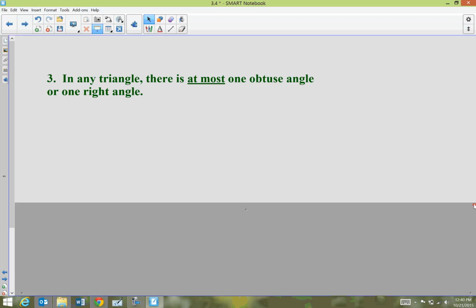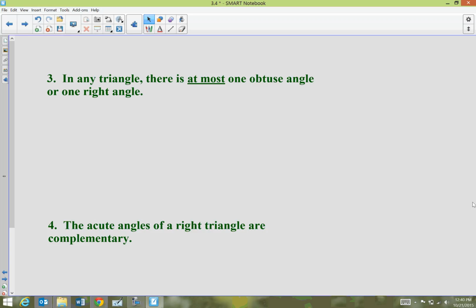Third corollary: in any triangle, there is at most one obtuse angle or one right angle. The reason this has to be true in number 3, since we have 3 angles that have to add to 180 degrees, if we have one obtuse angle, that means it's more than 90 degrees, so both of the other angles have to be less than 90 degrees. We can't have 2 obtuse angles because then we would have a sum that's bigger than 180.